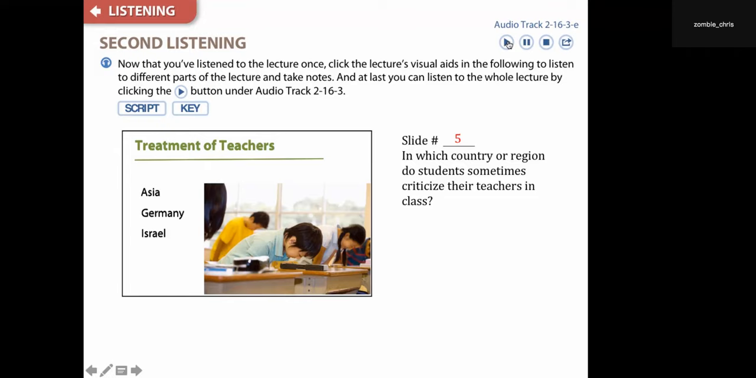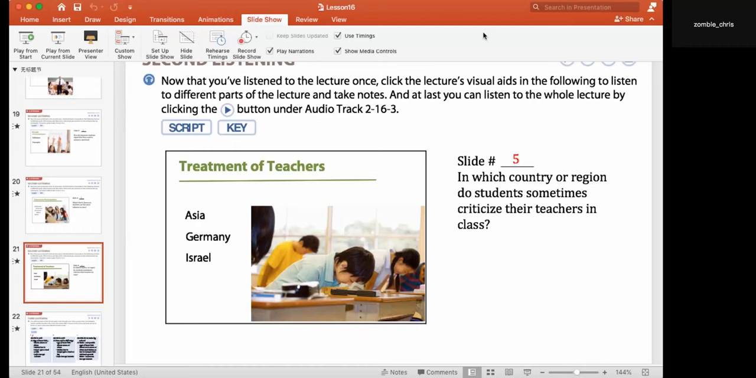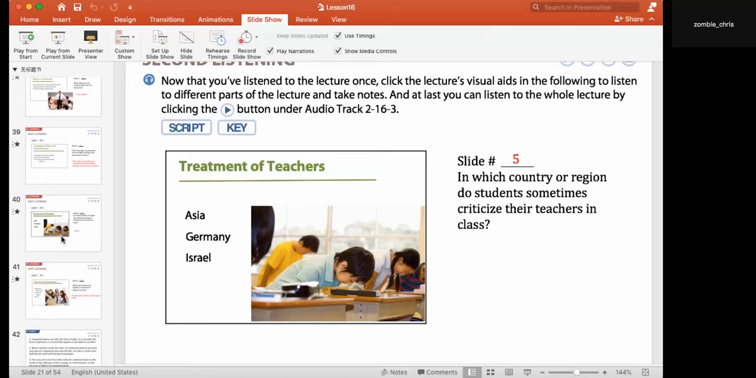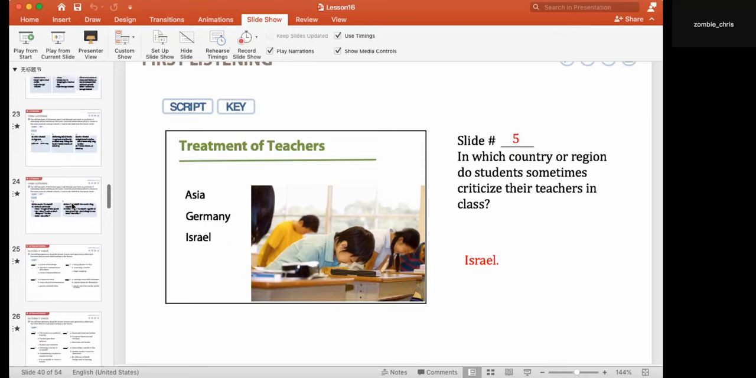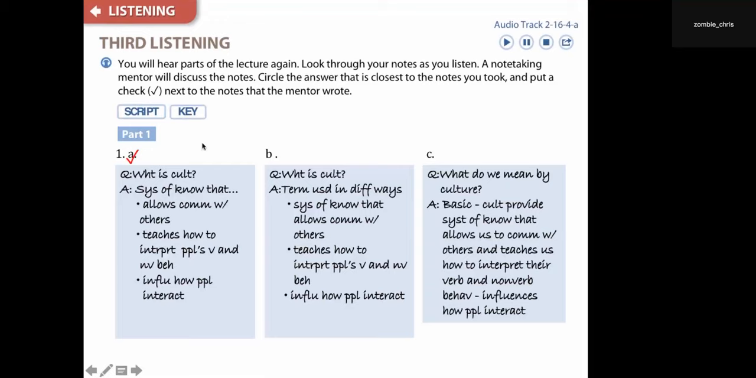Okay, so in which country or region do students sometimes criticize their teachers in class? And the answer was, it certainly wasn't the, presume it's a Japanese classroom here, Israel. Not many people have experience of an Israeli education system, unfortunately. So we'll just see if we can get a look at some of these examples of good note-taking. So we have, I'll just give you the first one here. So we have A, B, and C. So we have the audio here, and then the mentor, who's, I guess, taking over my job, will explain why this is the better set of notes.